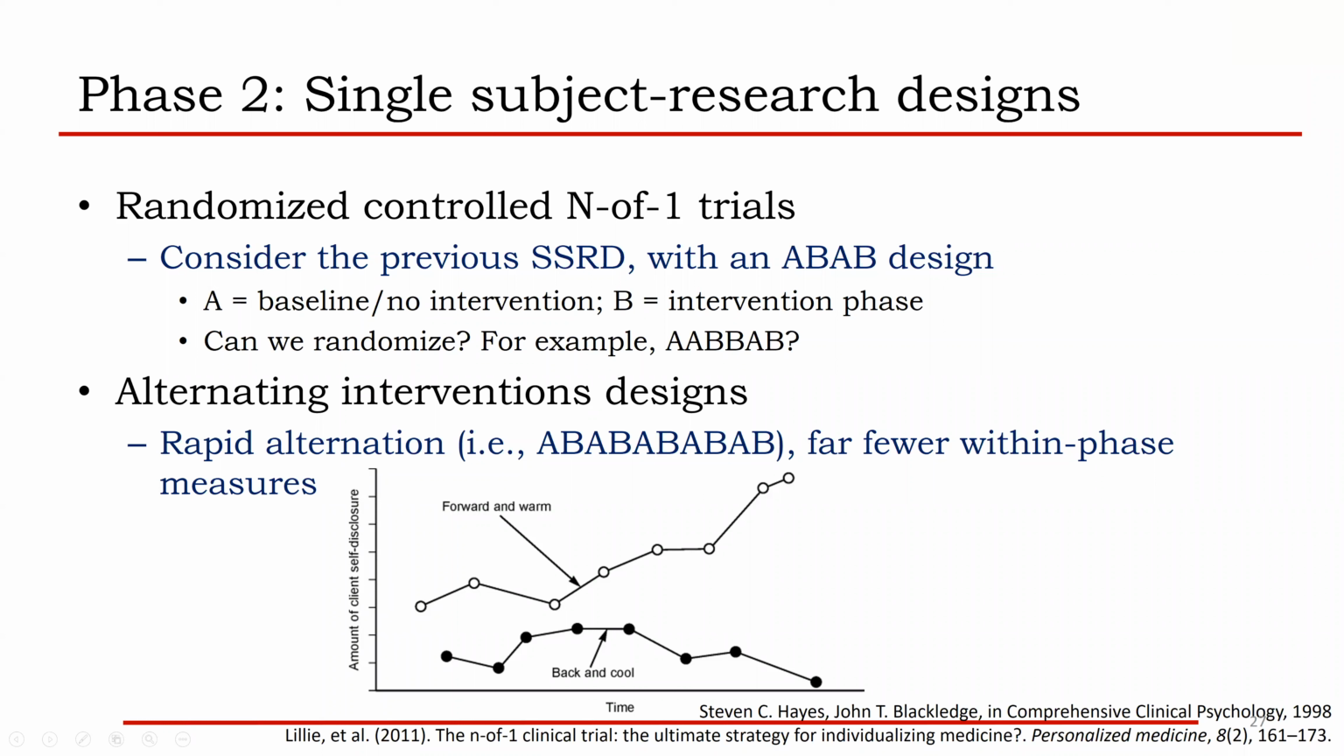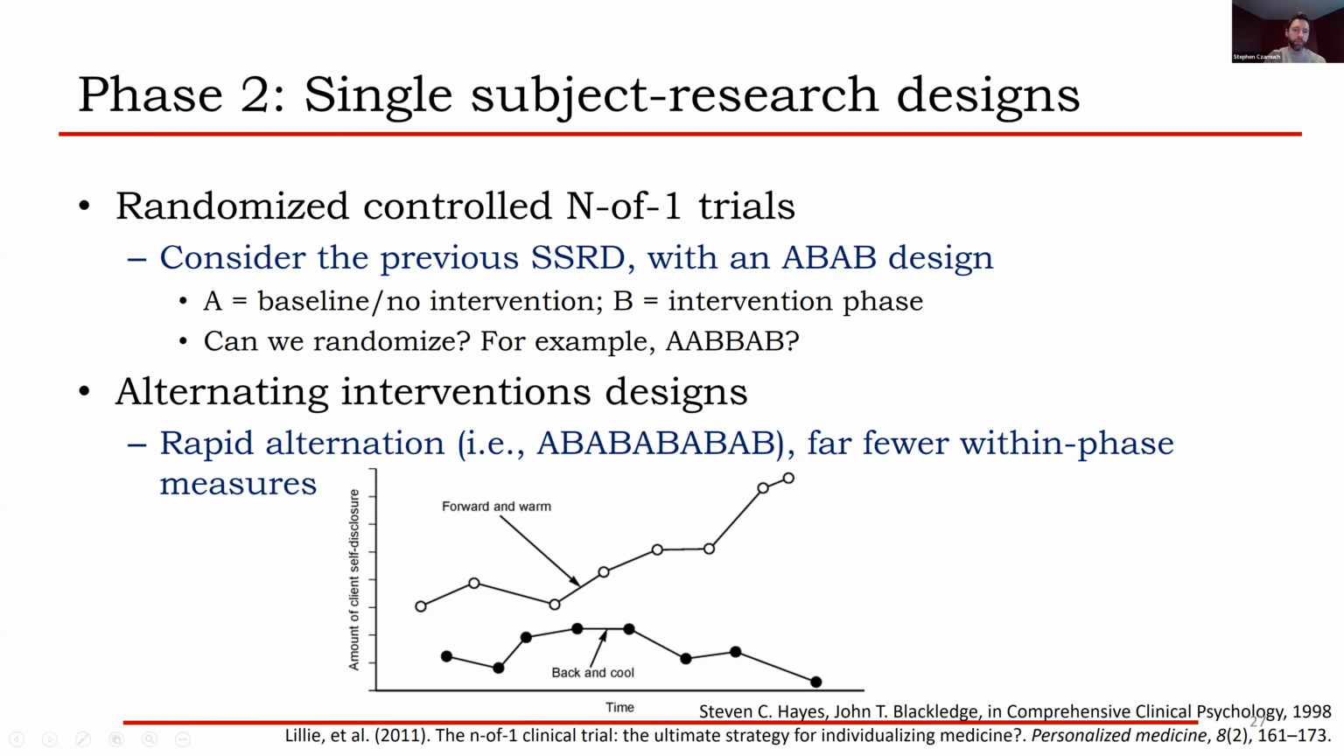Okay, all good. Excellent. So, alternating interventions, so rapid alternation. I had mentioned in a single subject research design that one of the things that we do is multiple measures within each phase. Sometimes, for example, that can introduce some different forms of bias in both the user and in the researcher. So maybe instead of 5 or 10 measures within each phase, only go for one measure and rapidly switch between intervention and non-intervention. It's far fewer within-phase measures.